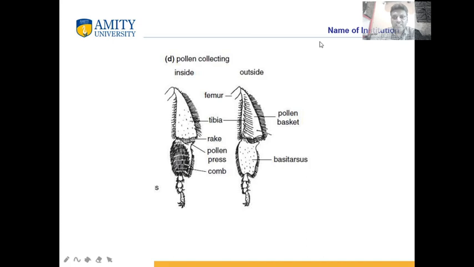You can see the thread-like structures, and this basket is called the pollen basket, where pollens are collected. Here is a gap and the pollens are collected in this basket. It is called the pollen basket.